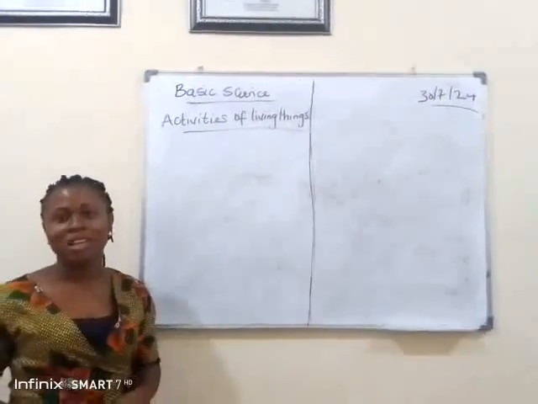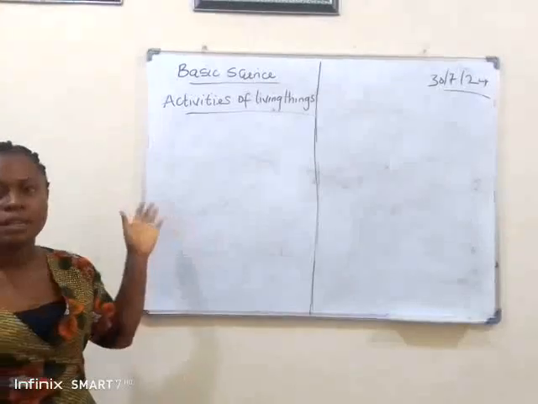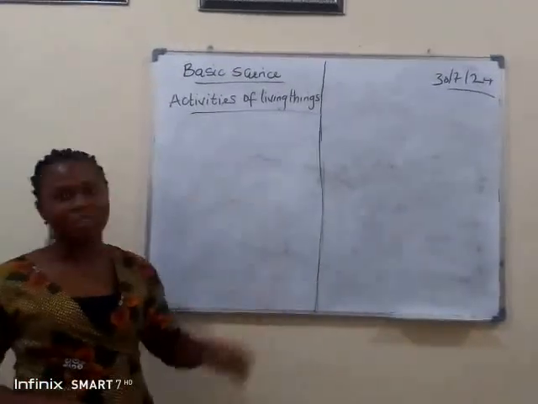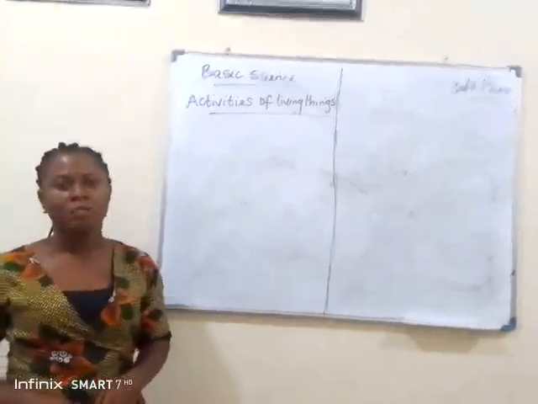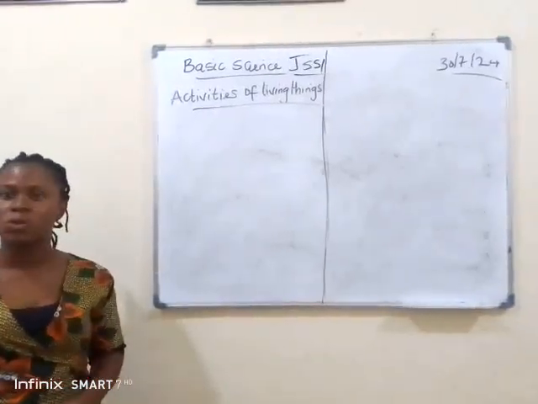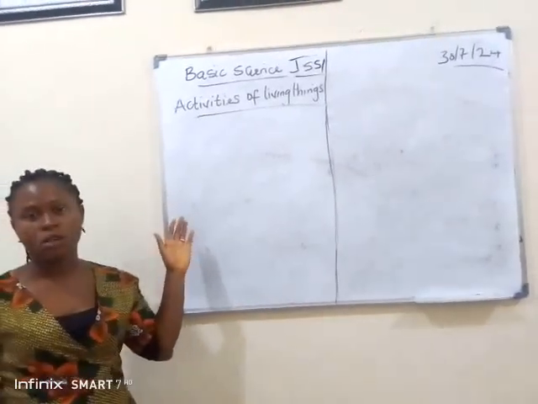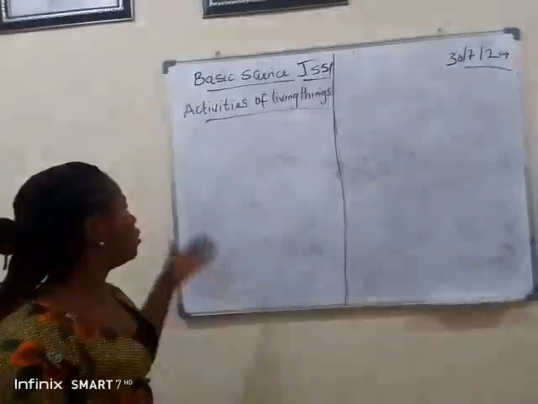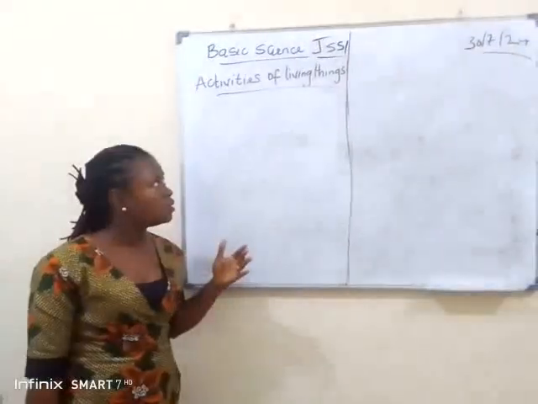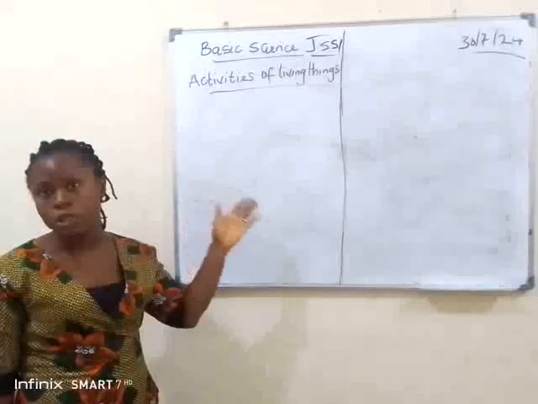Good morning, students. You're welcome to class. Today we are going to be looking at the activities of living things. This is a basic science class for JSS1. Today we'll be looking at the activities of living things. We're going to be talking about what living things are and what they do.